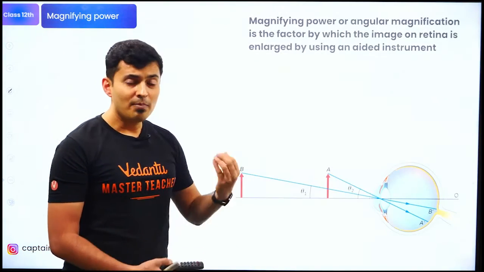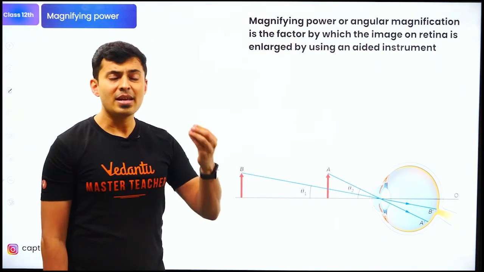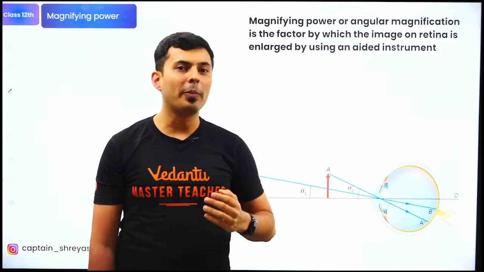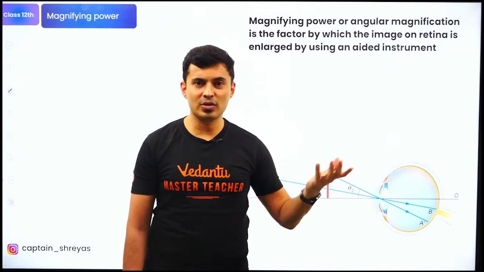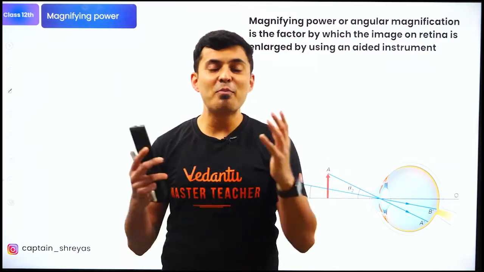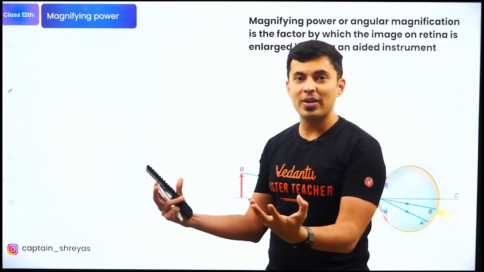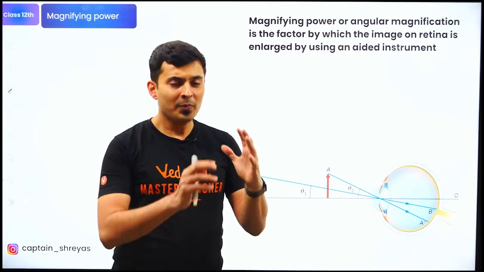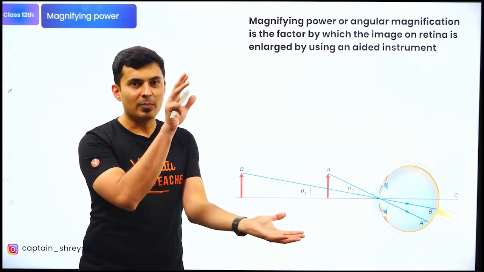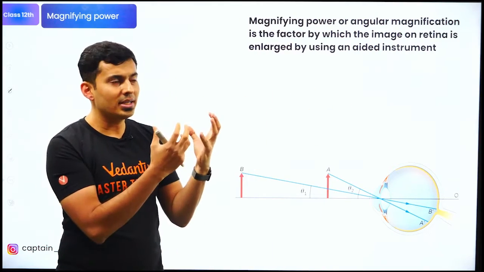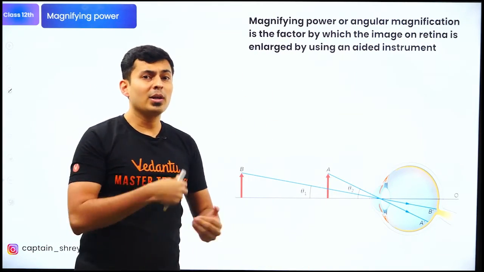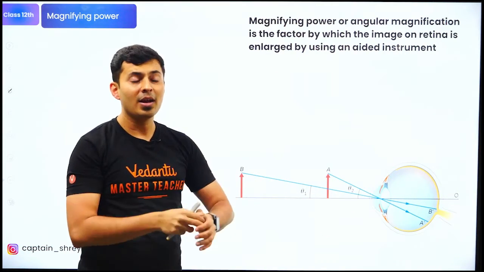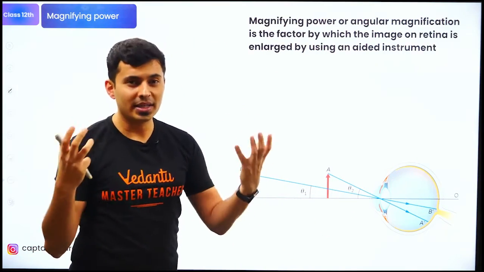Moving ahead, magnifying power. Now, obviously, you might have seen the uses of a magnifying glass or even a microscope or even optical instruments like a telescope. What do these things do? They basically magnify. They make you feel as if the object has got enlarged. They do it by a simple fact, by actually increasing the angle subtended at your eye. The closer the object is, the larger the angle subtended. But if you can't get the object close, no issues. You just increase the angle subtended at your eye. You feel naturally that the object is enlarged.